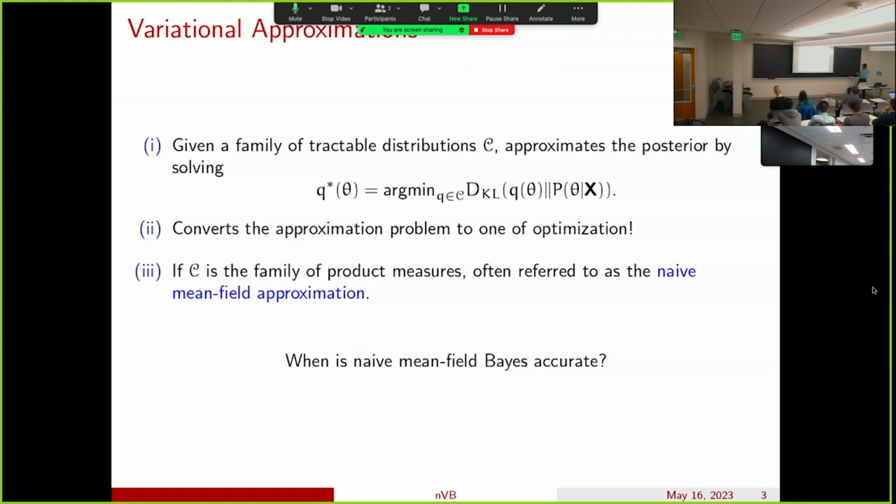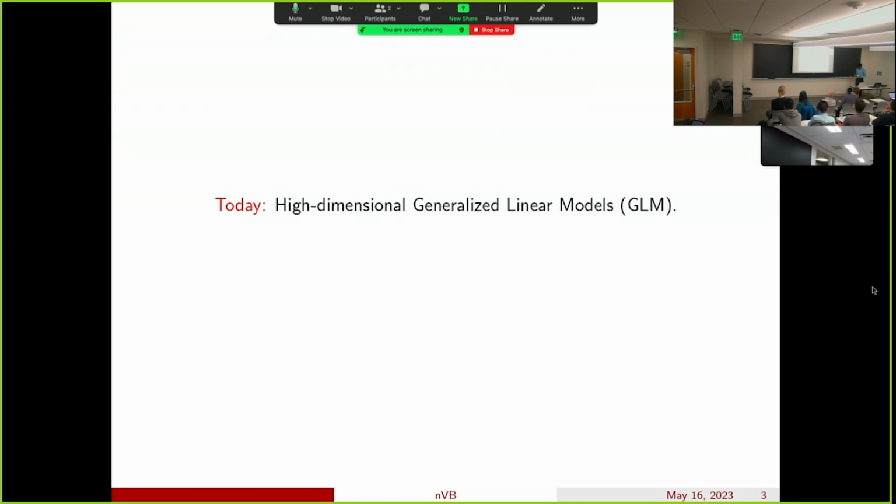Now, naturally, as we have already alluded to, we don't expect this strategy to always be accurate. If the coordinates in my distribution are very heavily dependent, then this is probably not going to be a very good strategy. So the question is, when is this a reasonable thing? And this is where we jump on to the second part of the talk today. I'll talk about the utility of these ideas in the context of high-dimensional generalized linear models. This is based on some ongoing work with Sumit Mukherjee and Jiaze Qiu. We have the results, and I hope the paper will be out soon.